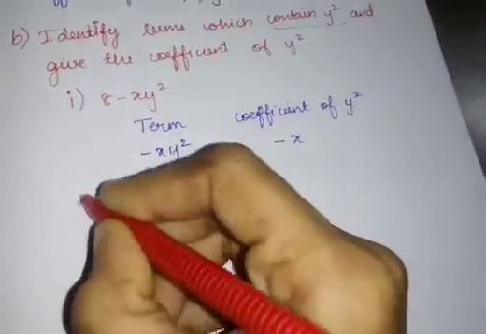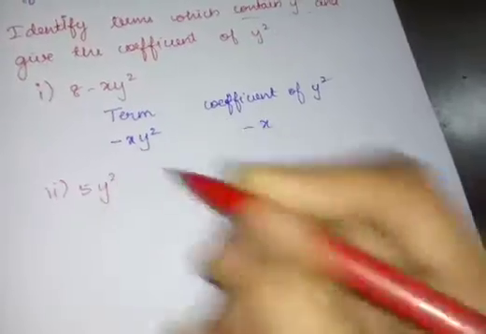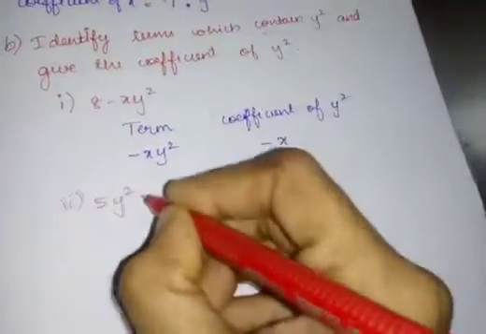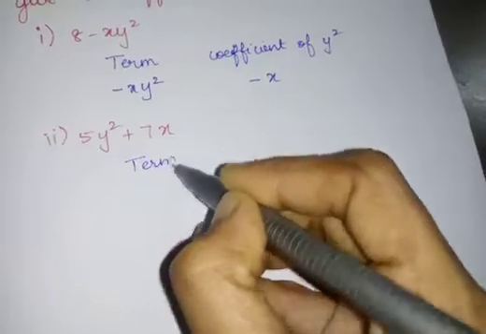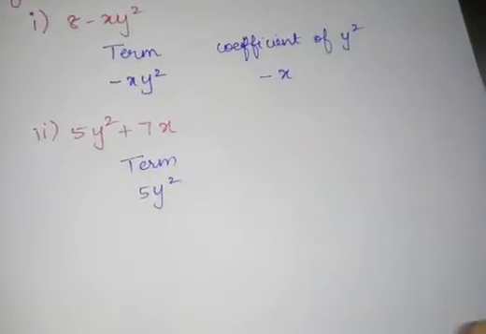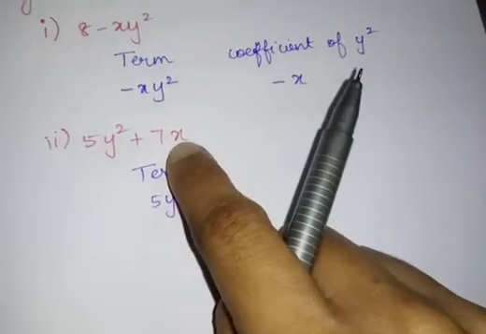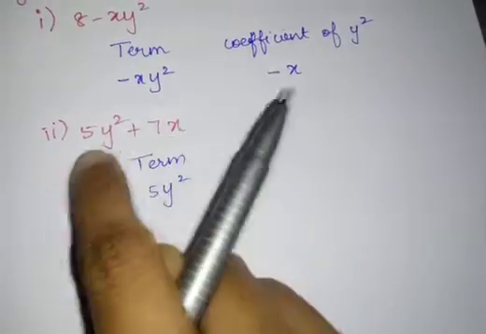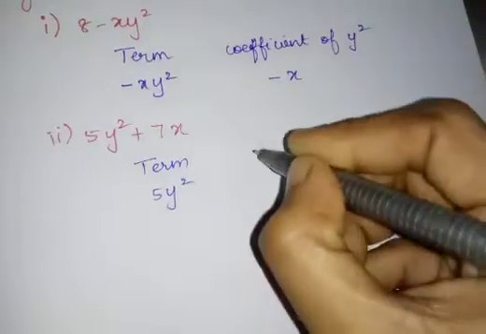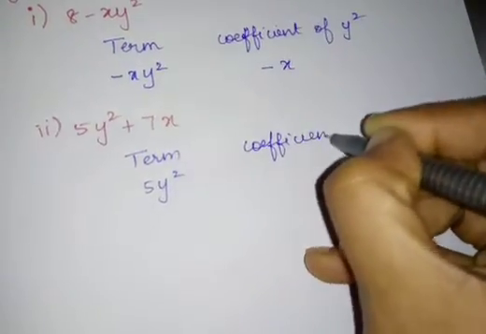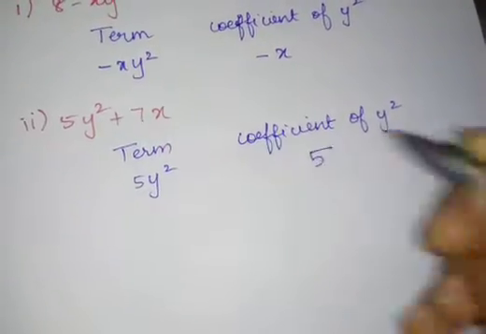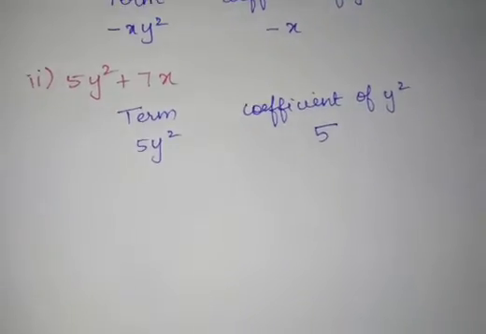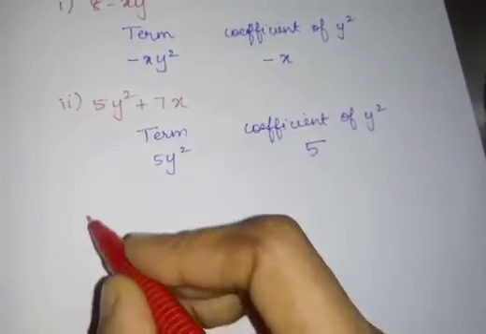Next, second problem: 5y square plus 7x. Okay, so what is the term which contains y square here? 5y square. Yes, this term will not be included. Why? Because it does not contain y square. Only this term contains y square. So the coefficient of y square is what, children, in this? 5. Yes. Did you understand this question? We are just going to find the coefficient of y square, which is nothing but 5.